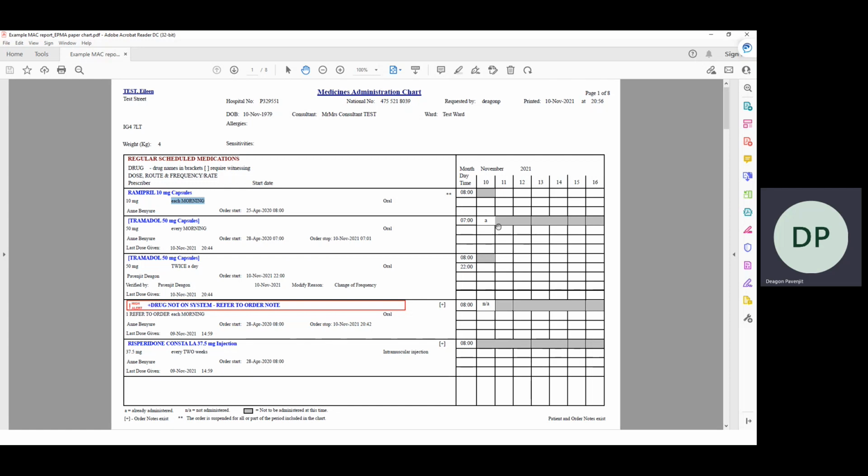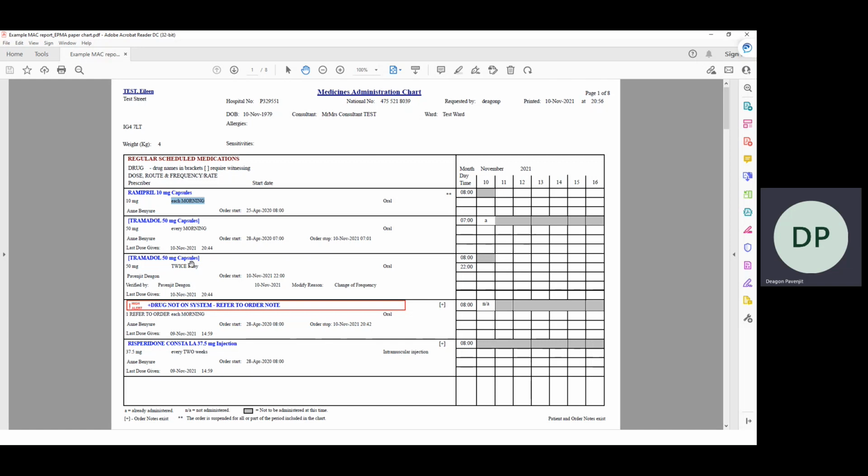In the case of tramadol on the 10th of November, there is an A against the 7 AM. Looking at the key again, the A means that that has already been administered. The A basically means that within the EPMA system itself, that medication was charted and has already been administered for that time.